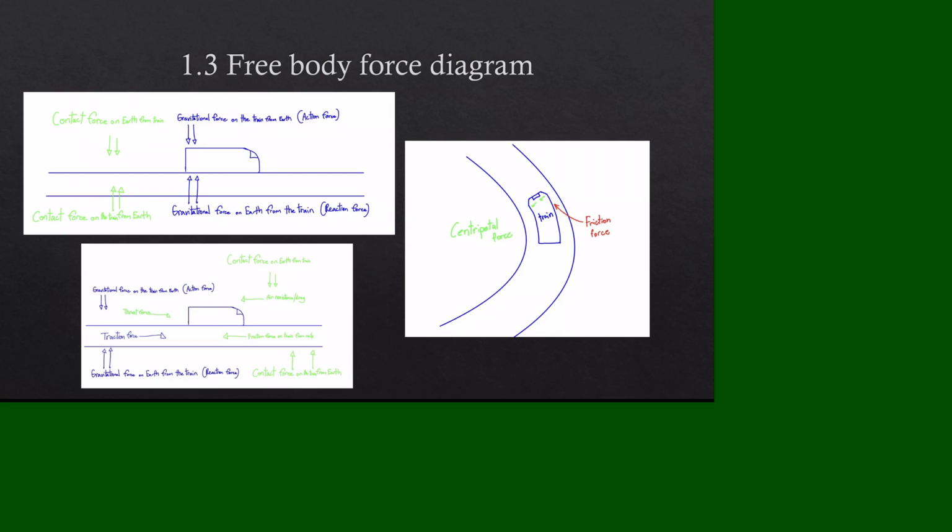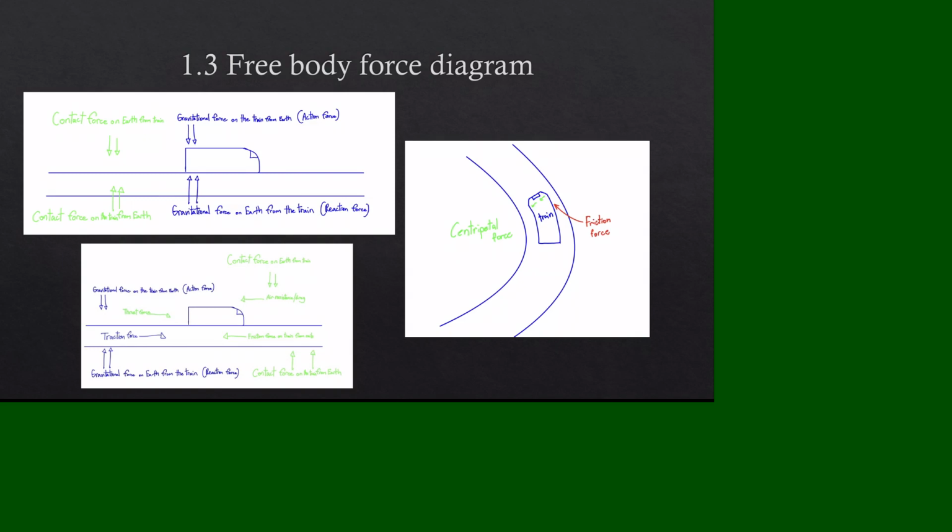This is the free body force diagram that we made. In the upper left diagram, it is when the train is stationary at Surasak BTS station. The contact force on Earth from the train is pushing it down, and the contact force on the train from the Earth is pushing it up.